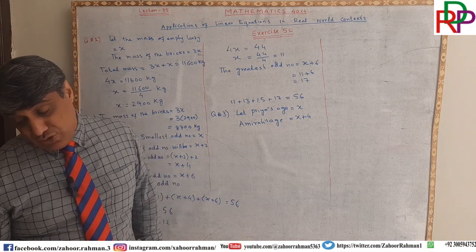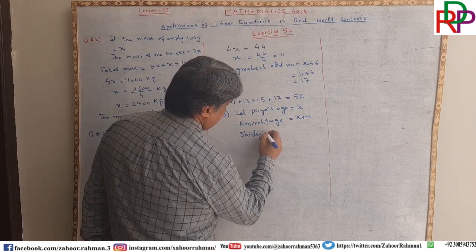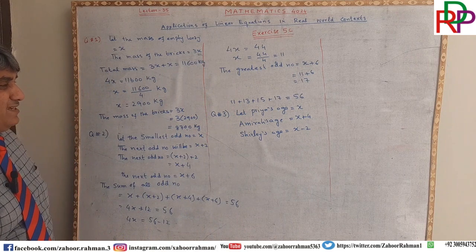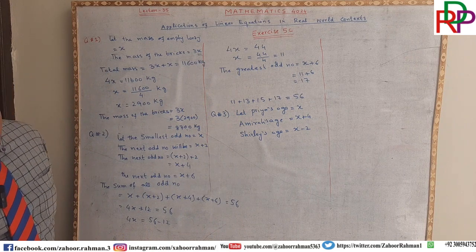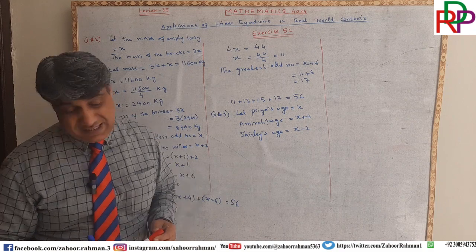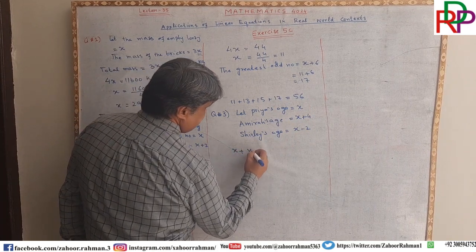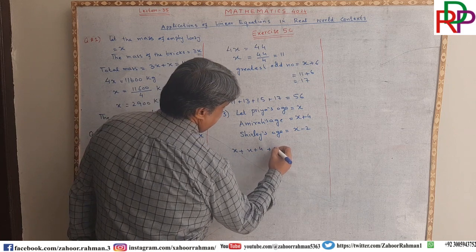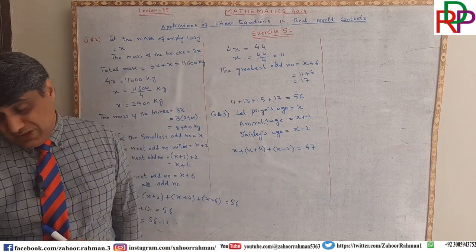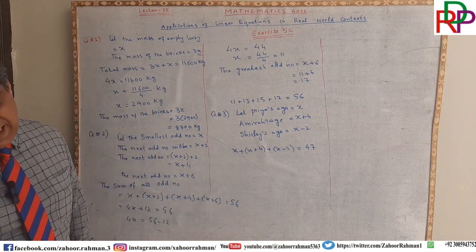And Shirley is 2 years younger than Priya. So now Shirley's age is equal to X minus 2 because she is 2 years younger than Priya. What is the question saying? The question is saying that the sum of their ages is 47, so we have to add all these: X plus 4 plus X minus 2, and that is 47. So we have to find the age of every person, their respective ages.